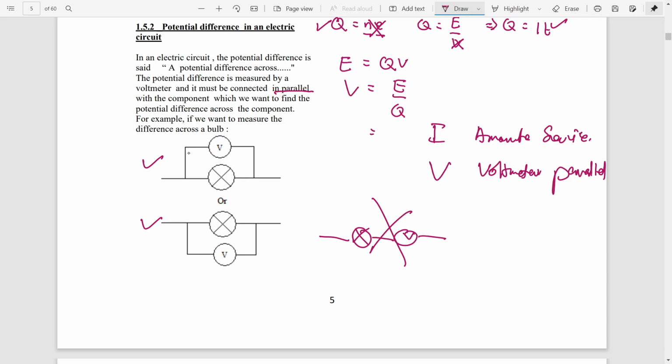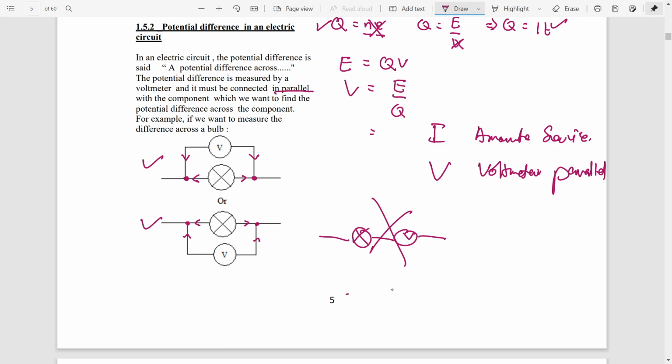Okay, parallel. Kaki kanan bertemu kaki kanan, kaki kiri bertemu kaki kiri. Maksudnya kaki kiri voltmeter, mana kaki kiri dia? Yang inilah. Bertemu kaki kiri bulb. Dia bertemu kat sini. Kemudian kaki kanan voltmeter, this one, bertemu kaki kanan bulb. Itu dikatakan parallel. Sama juga macam ni kan kalau kita tengok. Kaki kiri bulb bertemu kaki kiri voltmeter, kaki kanan bulb bertemu kaki kanan voltmeter.